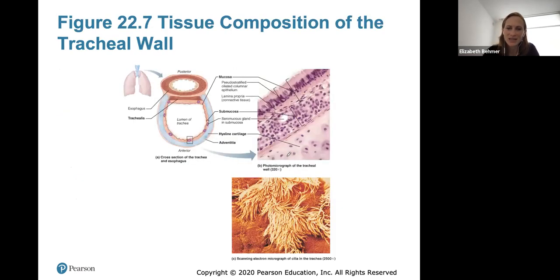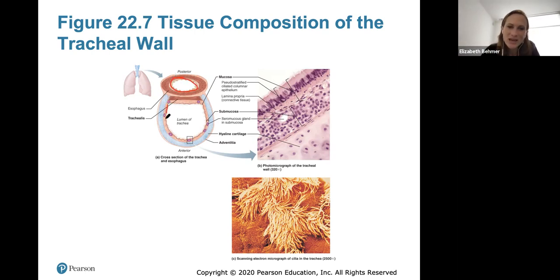So here's a look at the pseudostratified ciliated columnar epithelium. It has goblet cells to create mucus to trap anything harmful that we breathe in, and the cilia will help to move the mucus along. And here's a cross-section of the trachea and the esophagus. You can see how the esophagus is a little bit more bendable, and it can fold or collapse.